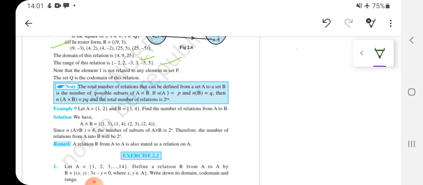A cross B, first of all. If A has m elements and B has n elements, then A cross B will have mn elements, as discussed in the Cartesian product, right? So if A has P elements and B has Q elements, then A cross B will have PQ elements, right? Now, how did the total number of relations come? They said the total number of relations will be 2 power PQ.